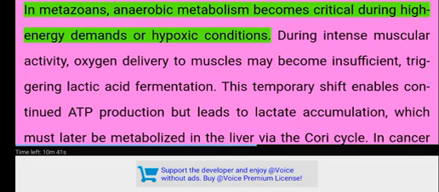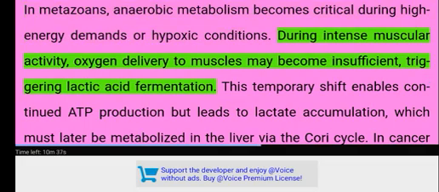In metazoans, anaerobic metabolism becomes critical during high energy demands or hypoxic conditions. During intense muscular activity, oxygen delivery to muscles may become insufficient, triggering lactic acid fermentation.